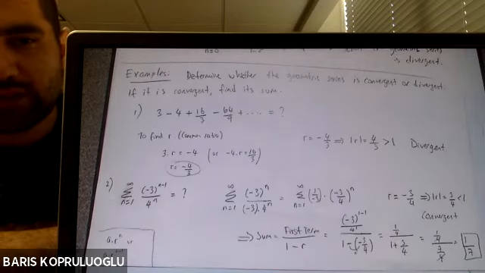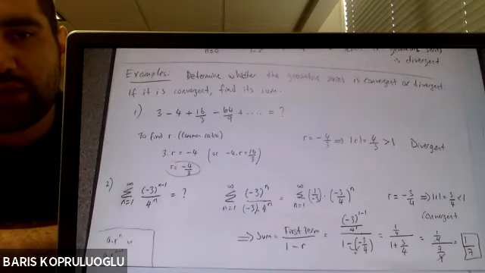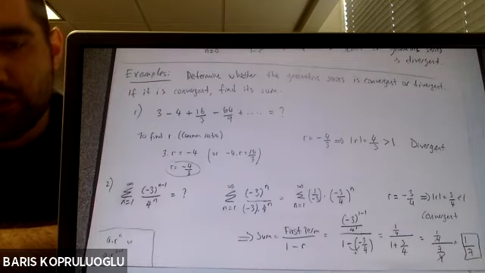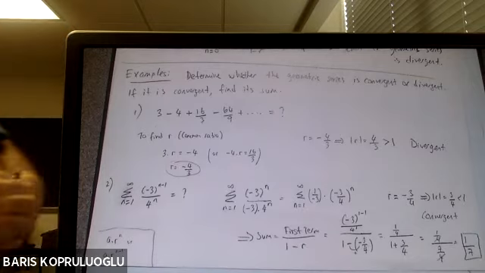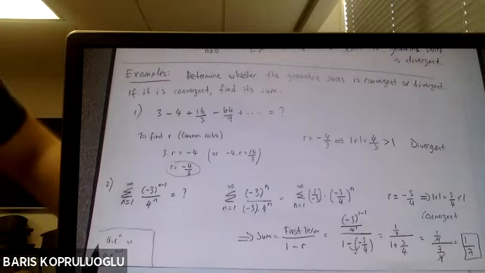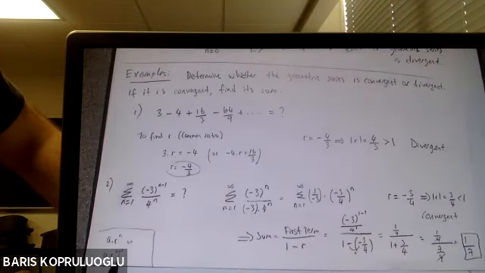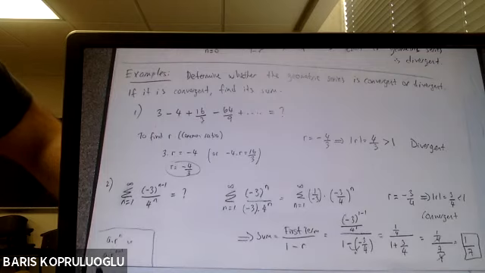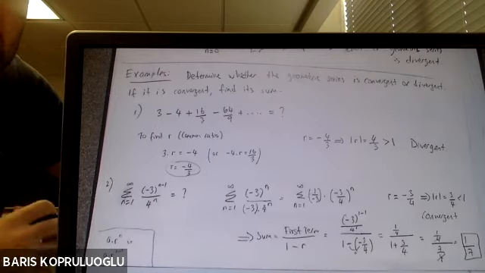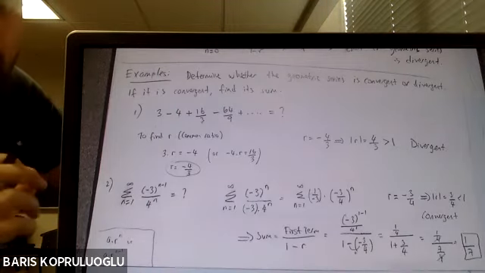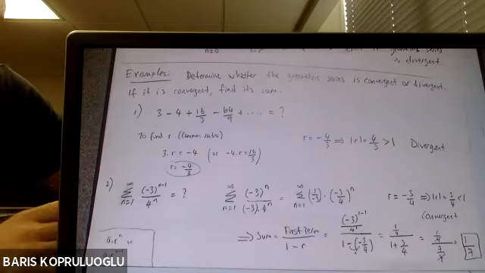I think you mean the second example. In the second example, we need to manipulate the given series to a geometric form. The general form of a geometric series is a times r to the power of n, or a times r to the power of n minus 1. The power doesn't really matter, but it should be in the form of a number times the common ratio to the power of n or n minus 1.